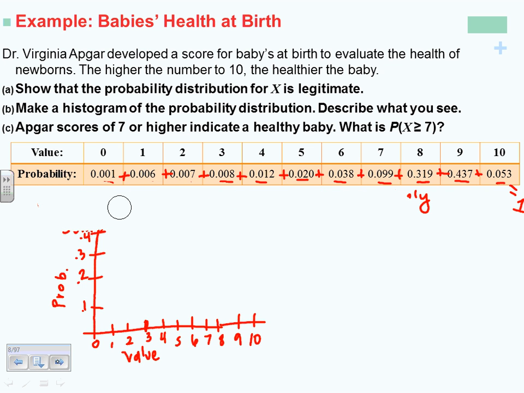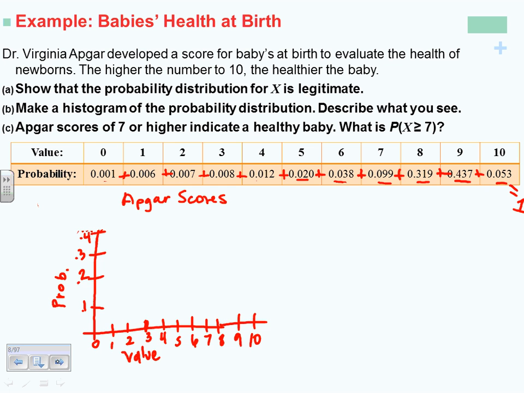for A, so I have a little bit more room for us. So an overall label you might put Apgar scores. Seems like a good label. All right, so let's go ahead and do our probability distribution.